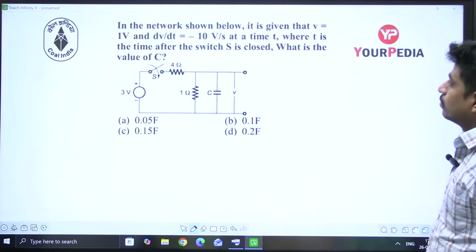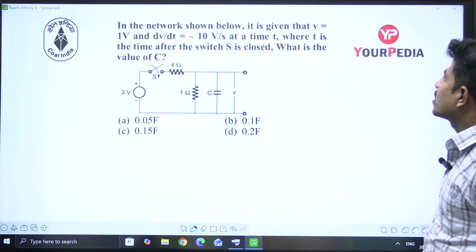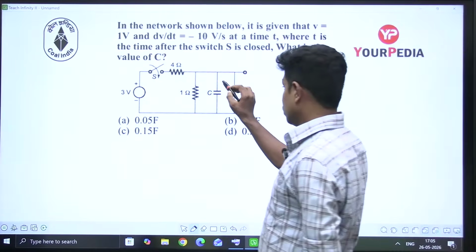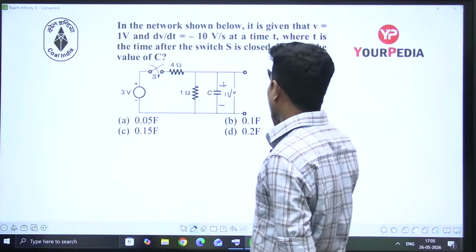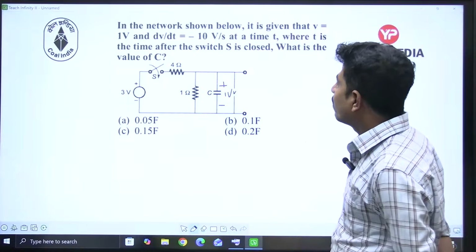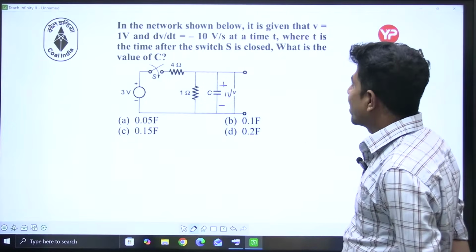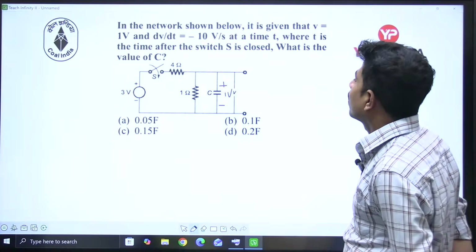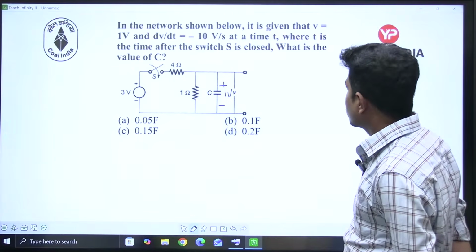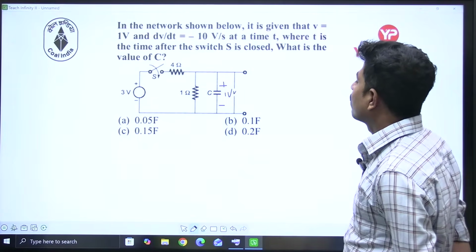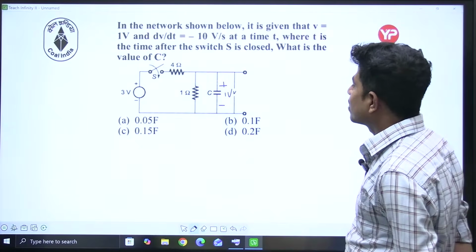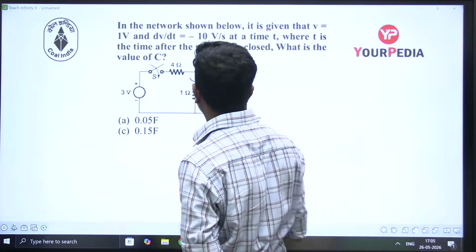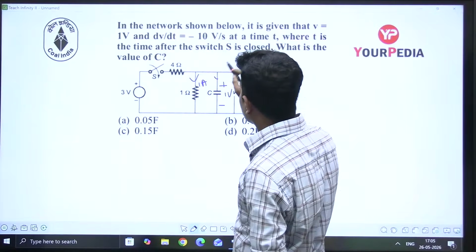In the network shown below, it is given that V is equal to 1 volt. Okay. This is 1 volt, right? And dV by dt is minus 10 volts per second at a time t, where t is the time after the switch S is closed. What is the value of C? He is asking for the capacitance C. If this is 1 volt, this current is 1 ampere. This current we don't know.